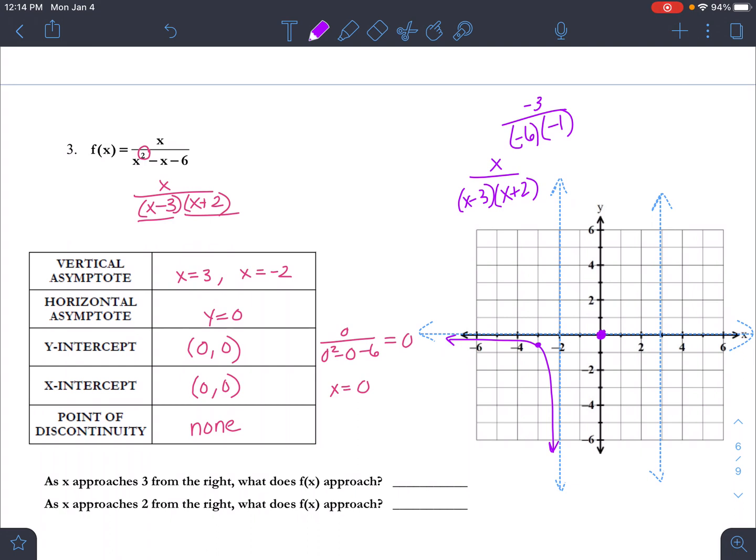Okay, so on the other side, we're going to do the same thing, except we're at 4. So what's 4 over 4 minus 3 is 1. 4 plus 2 is 6. So we get 2/3, aka above. So I end up doing something like that.